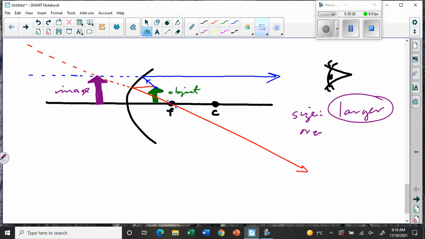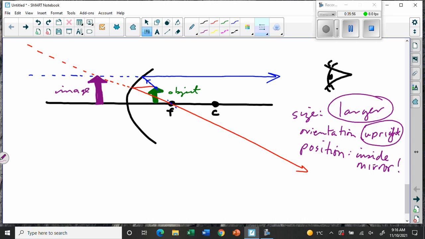So orientation. This time, we see that it's upright. It's not inverted anymore. That's the first time we've seen an image that was the right way up. Then we have the position. For this one, we can't really say that it's anywhere. It's not inside F. It's not between F and C. The position here, we just put inside mirror. It's inside the mirror. Okay, that's another option that we can get here because it's on the other side.